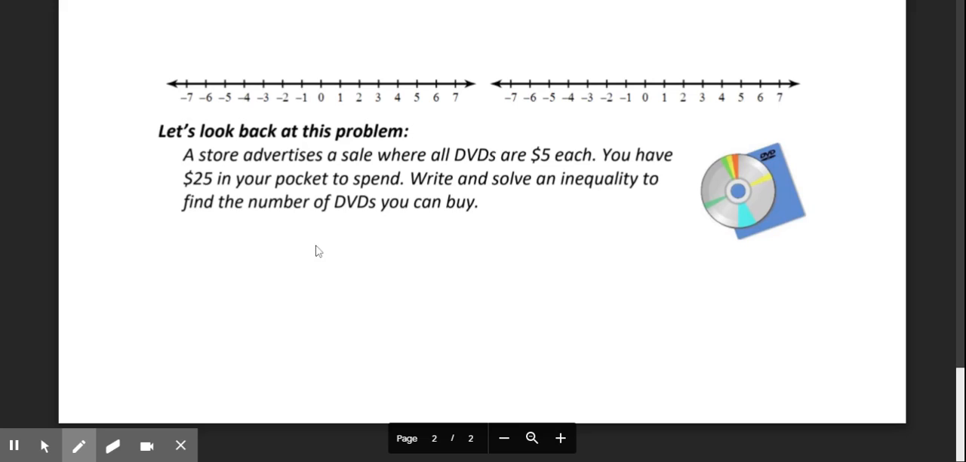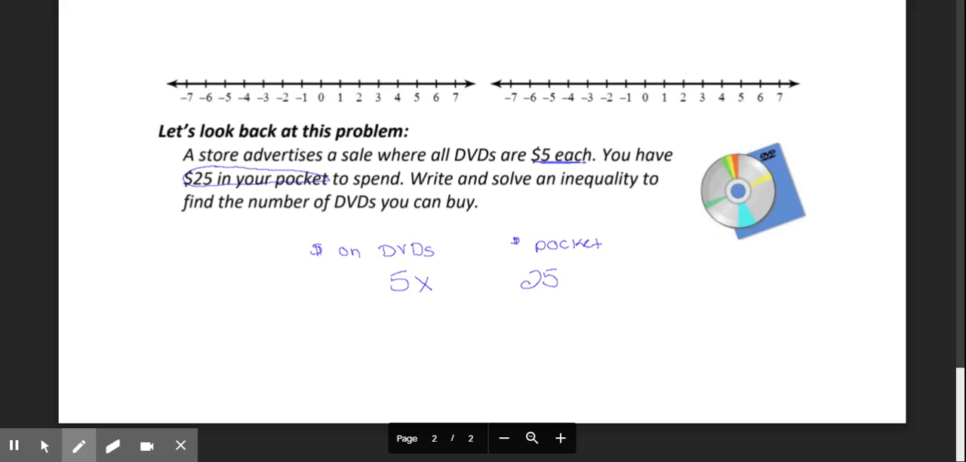So on the left-hand side, we're going to talk about the money we're spending on DVDs. And if I go back and I look at the word problem, it says that DVDs were $5 each. Each is one of those keywords that means multiply. I don't know how many DVDs I'm buying, so I need to use a variable. We will say 5x. The other side of the inequality is going to represent the money in my pocket. And if I go back and I look at the word problem, it says you have $25 in your pocket. So the money in my pocket will be 25.